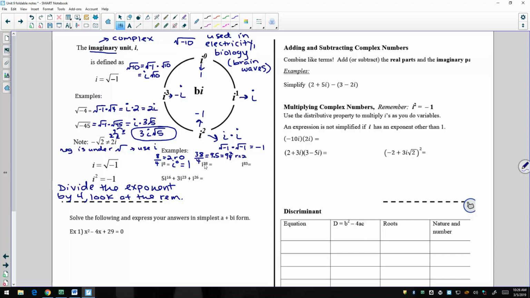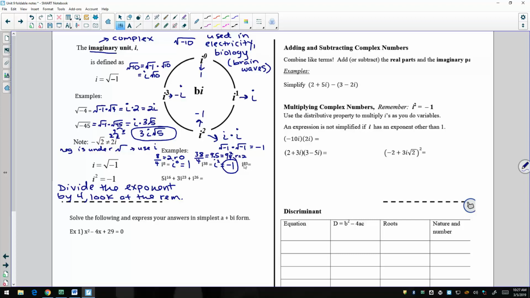So that means I to the 38th. If you sat here and counted up to 38, so you would go 0, 1, 2, 3, 4, 5, 6, 7, 8, 9, 10, 11, 12, 13, 14, 15, all the way up to 38, you would land on I squared because it has a remainder of 2. So I to the 38th is the same as I squared, and I squared equals -1. So -1 would be your answer.